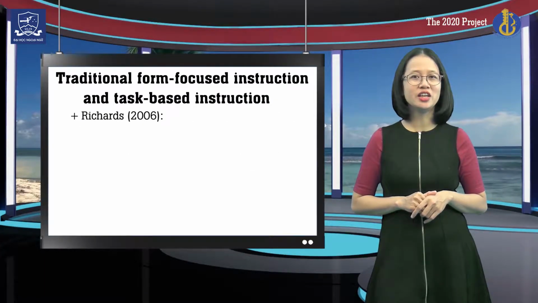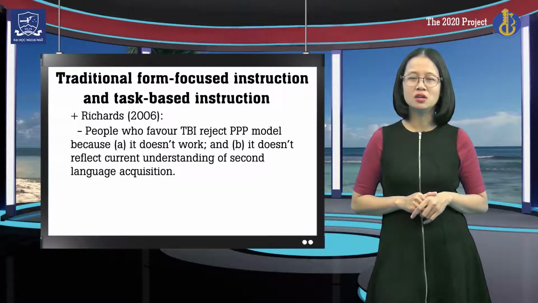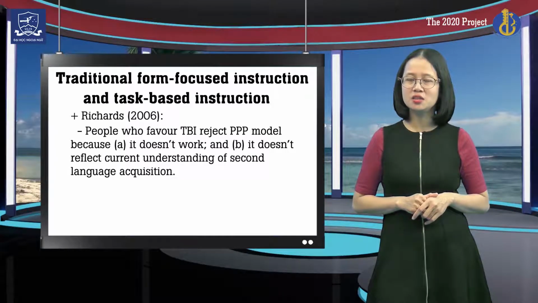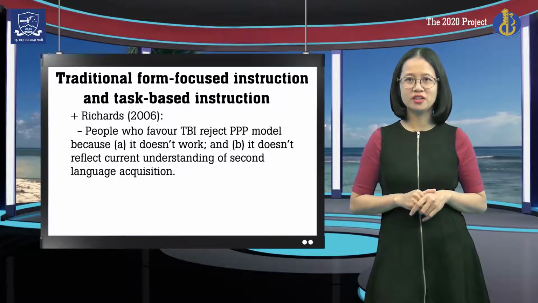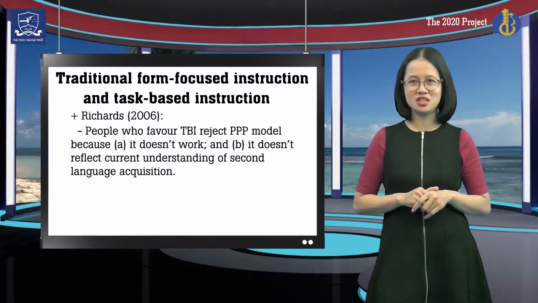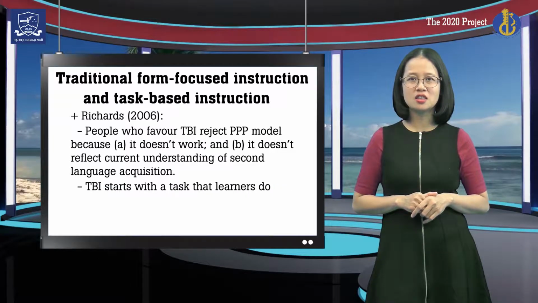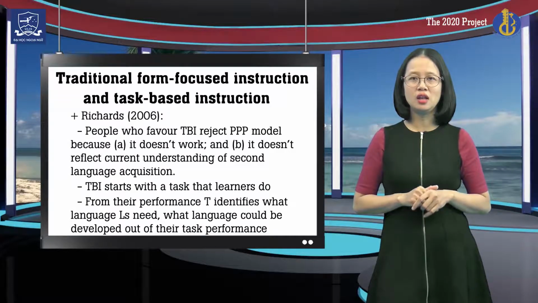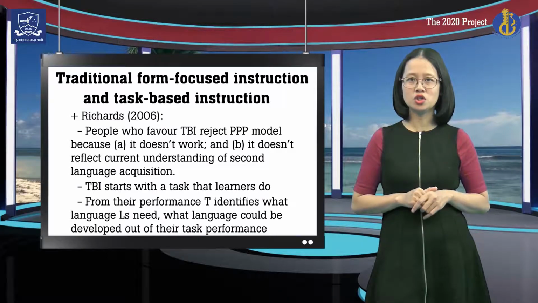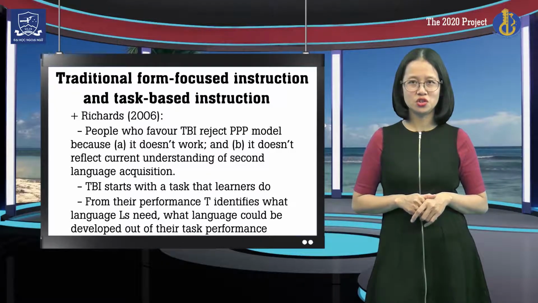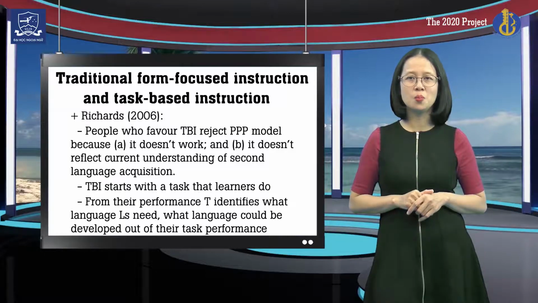According to Willis 2006, people who favor task-based instruction reject the PPP model because it doesn't work and it doesn't reflect current understanding of second language acquisition. Task-based instruction reverses this procedure. It starts with a task that learners do. From their performance, the teacher identifies what language learners need. What language could be developed out of their task performance? Other than language, learners are required to produce a communicative outcome.